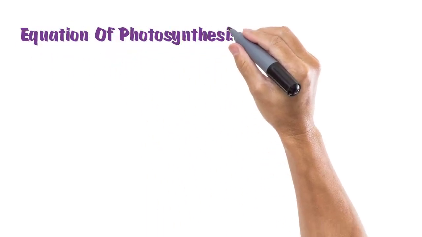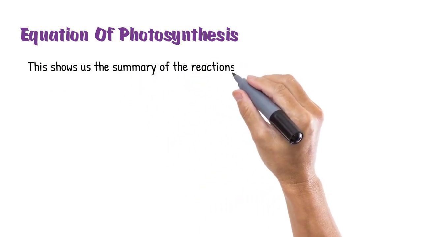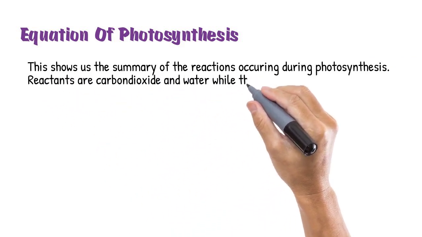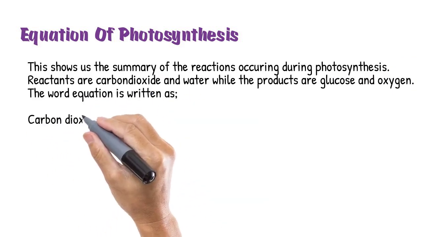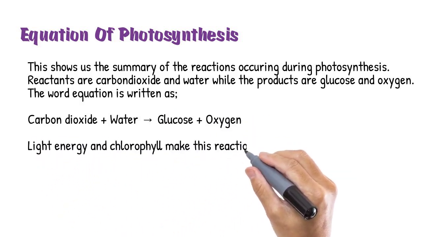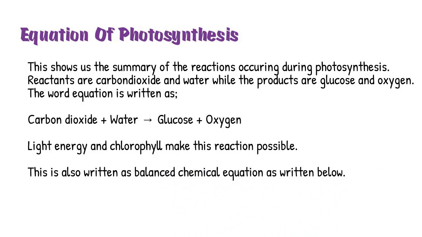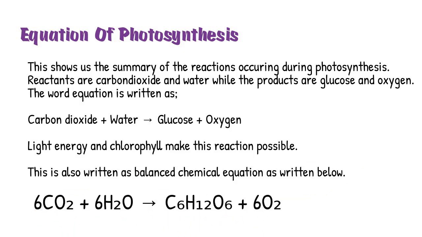The equation of photosynthesis. This shows us the summary of the reactions occurring during photosynthesis. The reactants are carbon dioxide and water, while the products are glucose and oxygen. The word equation is written as carbon dioxide plus water produces glucose plus oxygen. Light energy and chlorophyll make this reaction possible. This is also written as a balanced chemical equation, as written below.